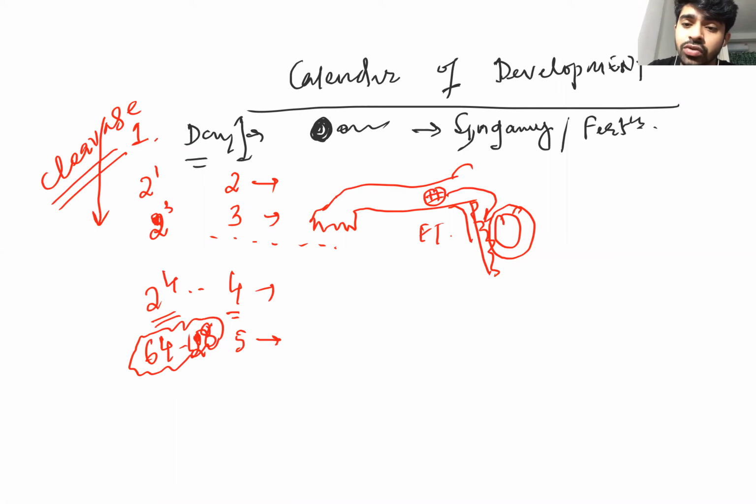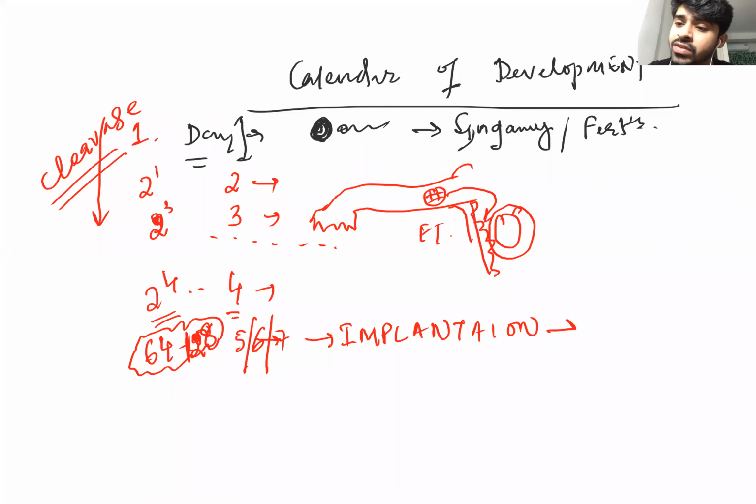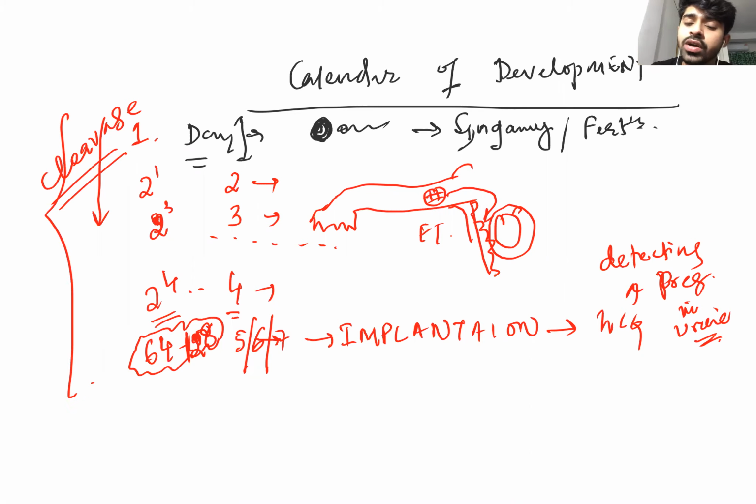So you can also consider 1 to 128 cells, I mean 2 to the power 6 to 2 to the power 7. So we can consider day 5, day 6 and day 7, we can expect the implantation. And this is a very important calendar event that you have to remember. This implantation helps in releasing the HCG and helps in detecting the pregnancy by urine test. These all stages are very, very important.